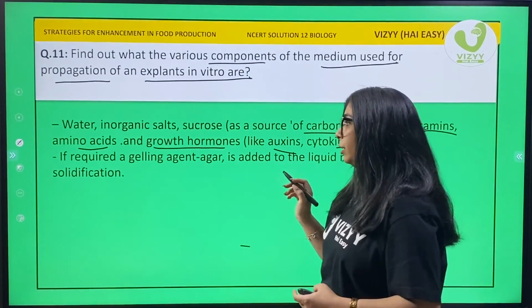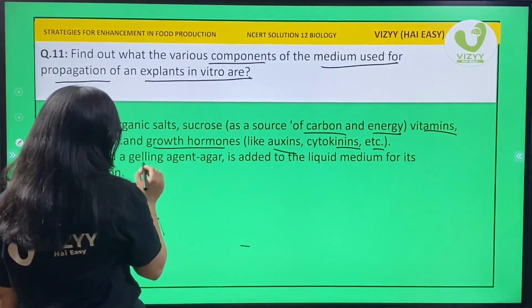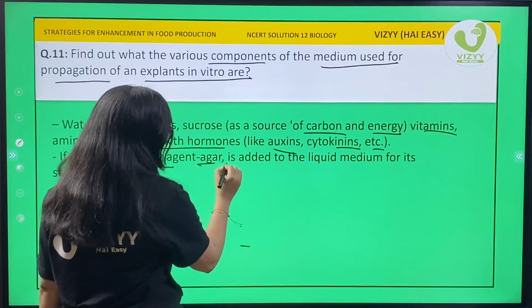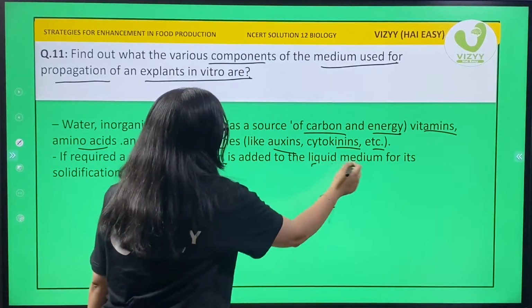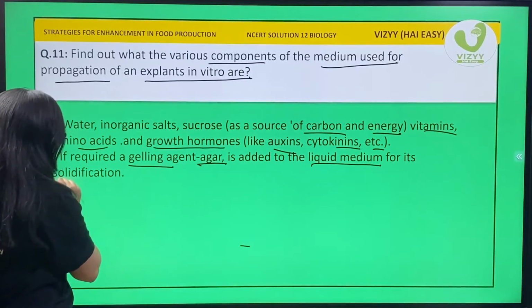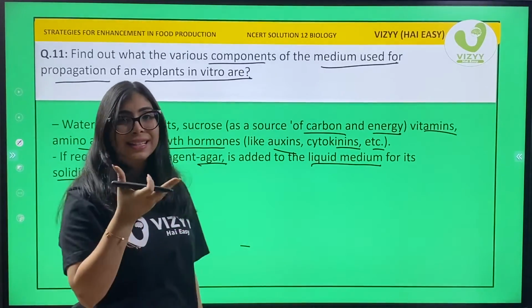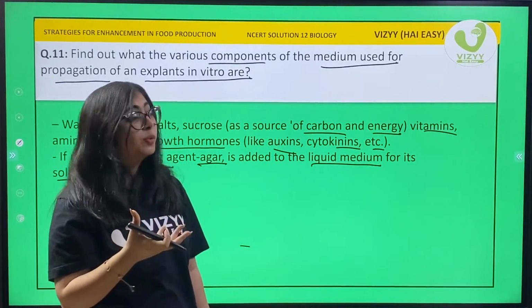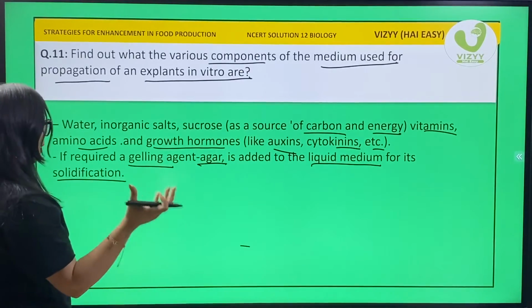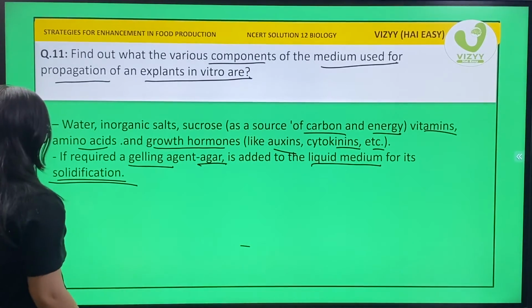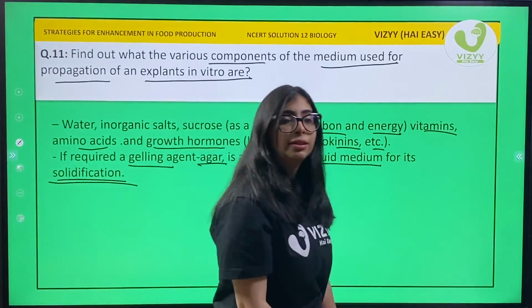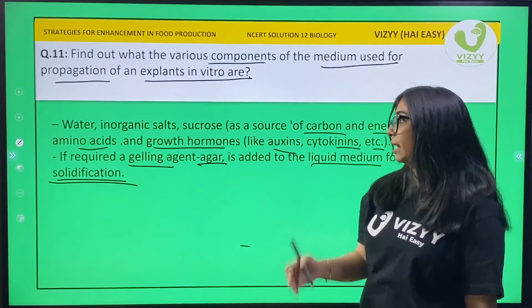If required, a gelling agent like agar is added to the liquid medium for its solidification. So agar is a jelly-like thing which is added in the medium. Why? Because it will solidify. And students, this is your answer number 11.